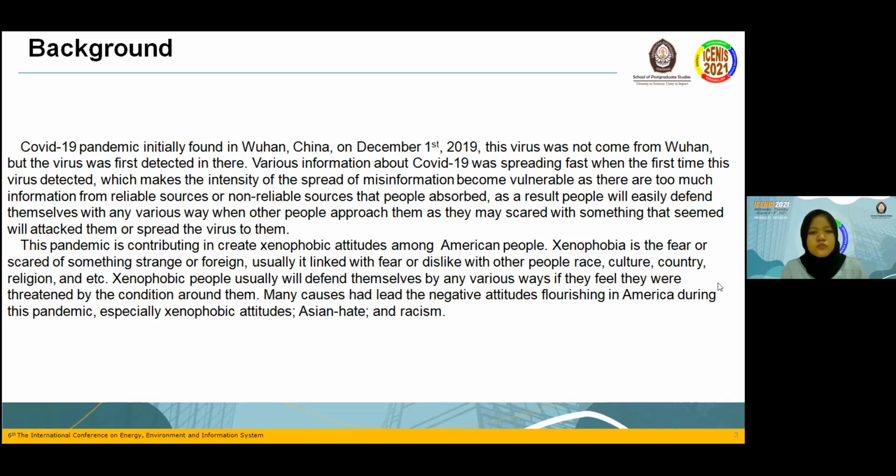This pandemic is contributing to creating xenophobic attitudes among American people. Xenophobia itself is the fear of something that is strange or foreign. Usually it is linked with fear or dislike of other people, races, cultures, countries, religions, and so on. Xenophobic people will usually defend themselves in various ways if they feel threatened by the conditions around them. Many cases have led negative attitudes to flourish in America during this pandemic, especially xenophobic attitudes, Asian hate, and racism.